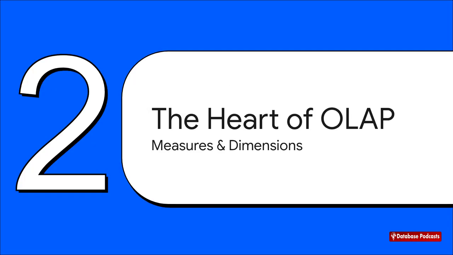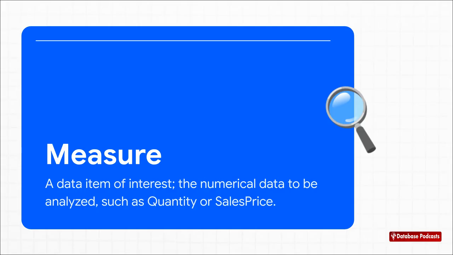Okay, so the shelves are stocked with clean, organized data. Now what? How do we actually turn that into the fast, flexible reports we've been talking about? It all boils down to two fundamental ideas: measures and dimensions. First up, we have the measure. And honestly, it's exactly what it sounds like. It's the numerical data you actually want to analyze, the what of your question. Things like sales price, or the quantity of items sold, or the order total. These are the core numbers we're going to be digging into.